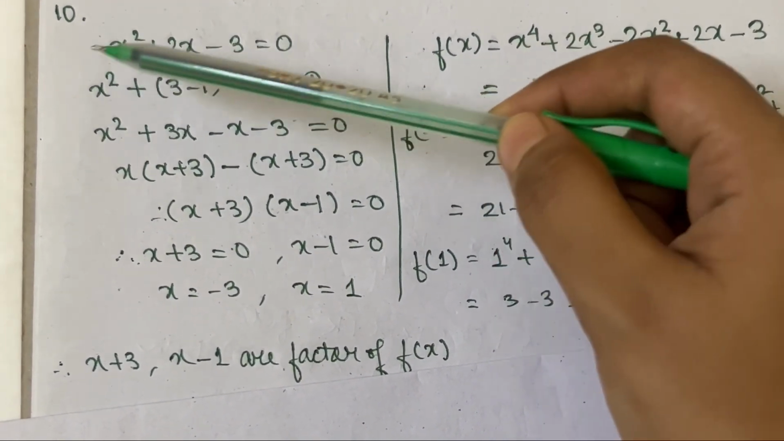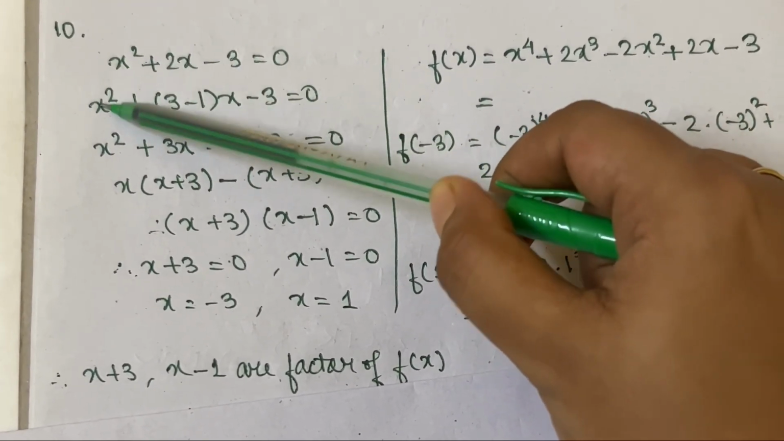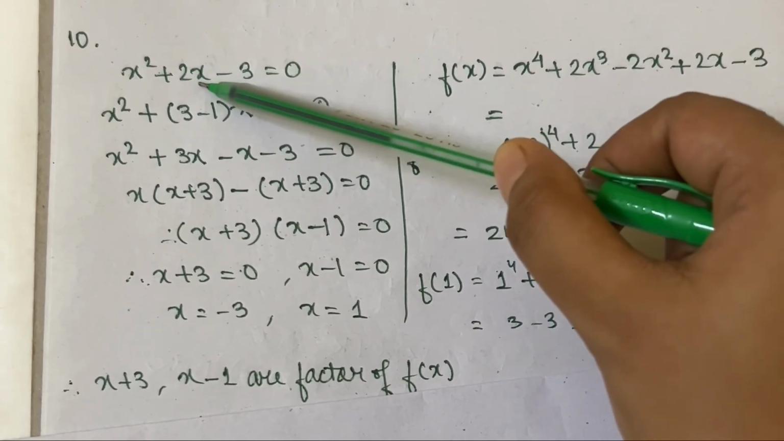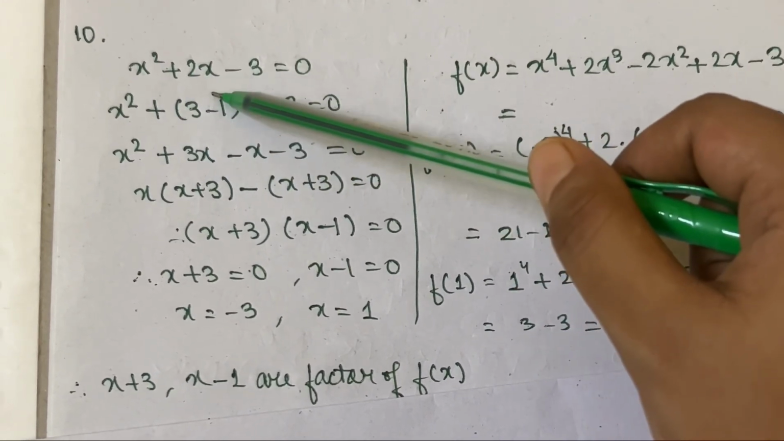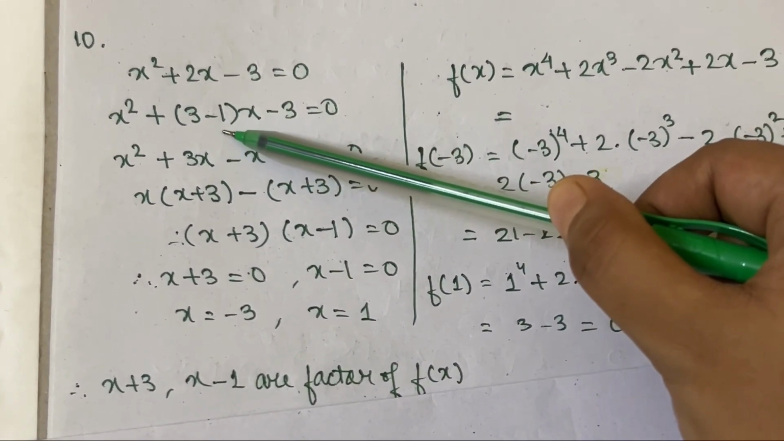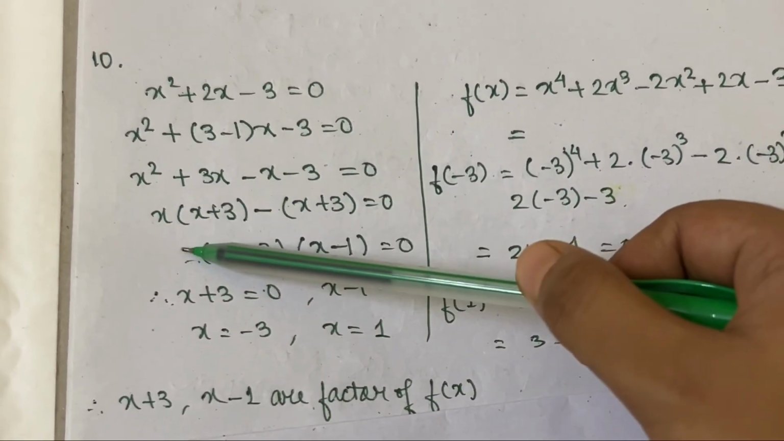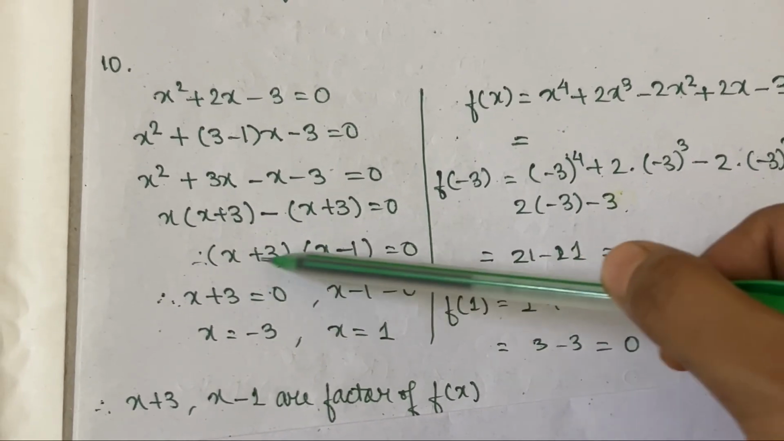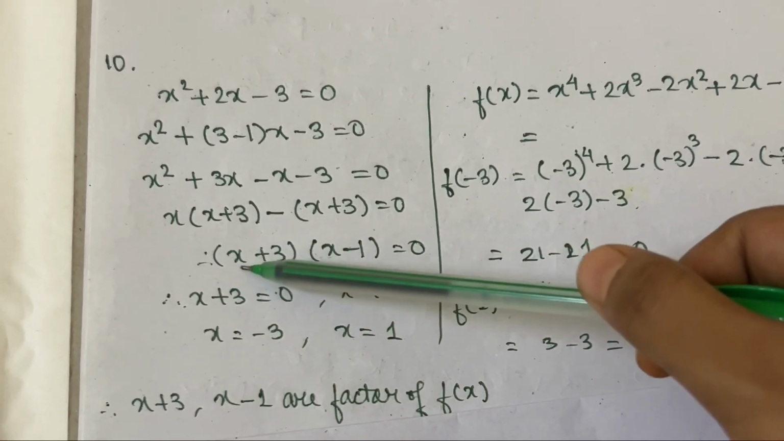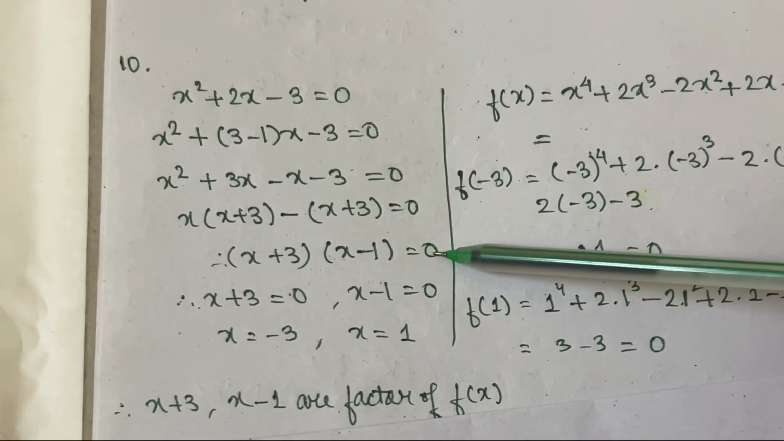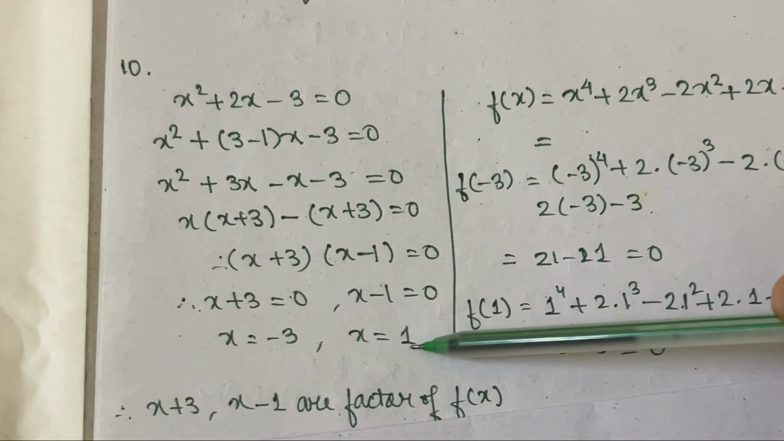So now we need to check the tables that multiplying which, subtracting or adding, we might get the middle term. So in this case if we multiply 3 into 1 we get 3 and 3 minus 1 we get 2. So we are just putting the values here. We are grouping it, then taking the common, and we get x plus 3 into x minus 1 is equal to 0. Now we can say x plus 3 is equal to 0 and x minus 1 is equal to 0. So from here we get x as minus 3 and x as 1.